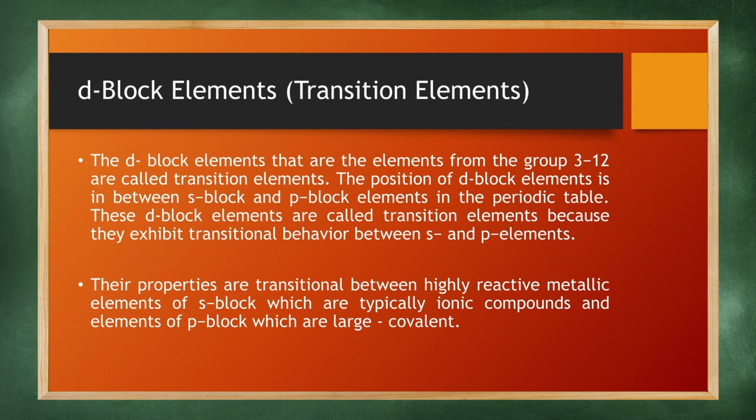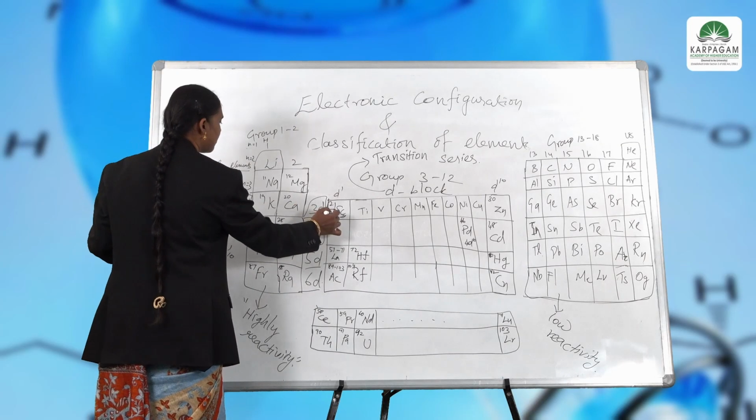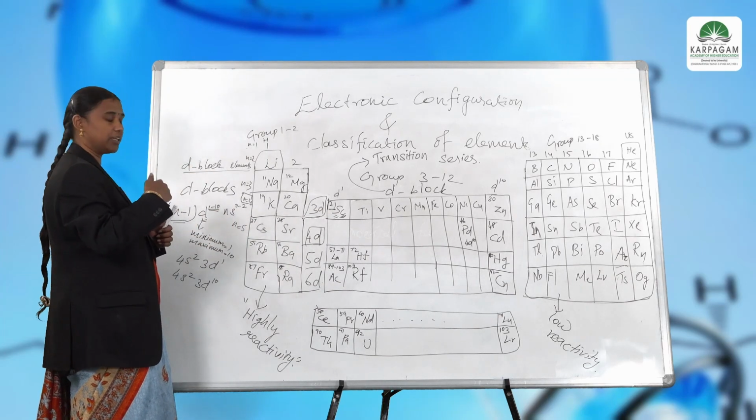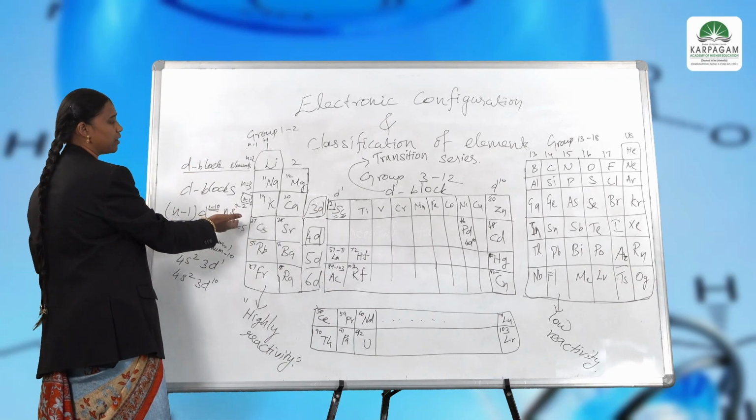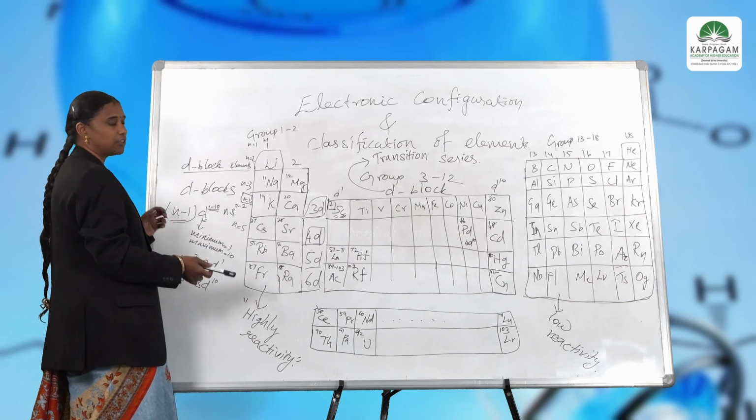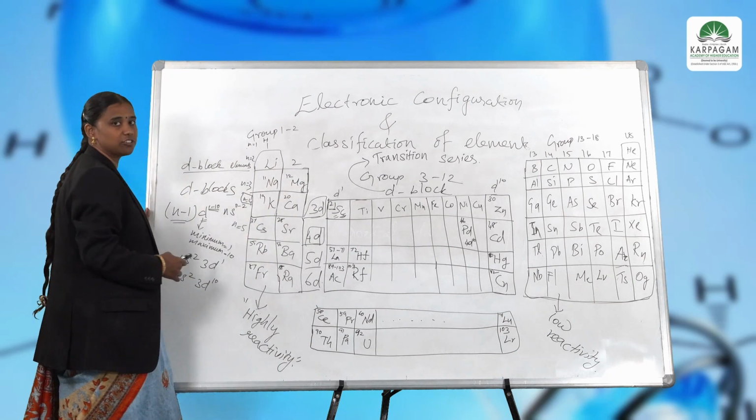Transition series. Another definition is that it has a vacant orbital for transferring electrons from d orbital to s orbital or s orbital to d orbital. Due to that transition, it is also called transition elements.